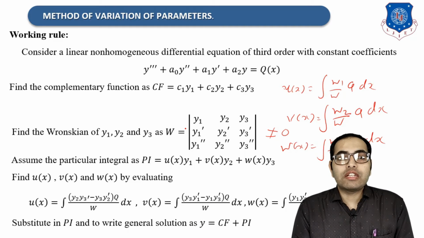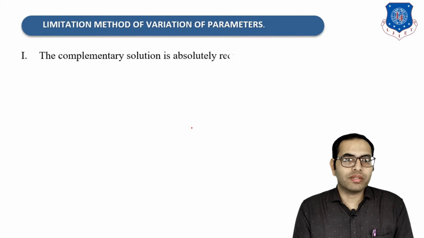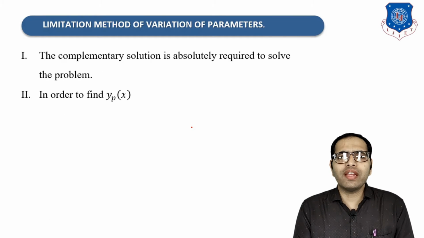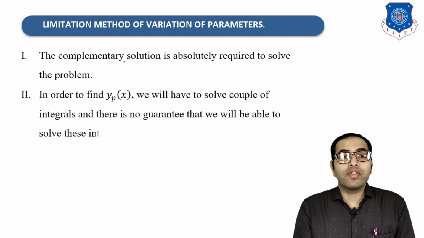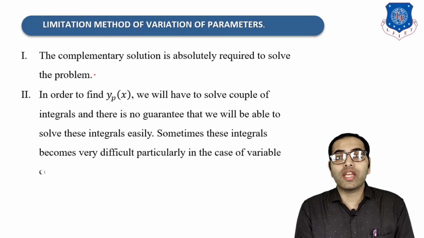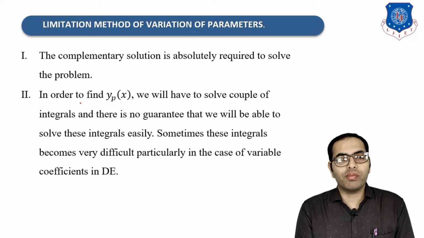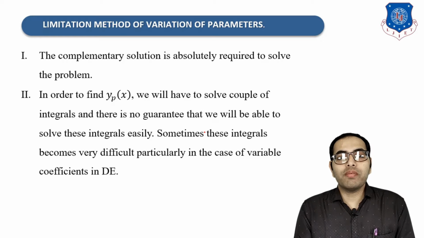Let's see the limitations of variation of parameters. Firstly, whenever we find the particular integral with the help of variation of parameters, the complementary function or complementary solution is absolutely required to solve such kinds of problems. Secondly, in order to find yp(x), we will have to solve a couple of integrals, and there is no guarantee that we will be able to solve these integrals easily.